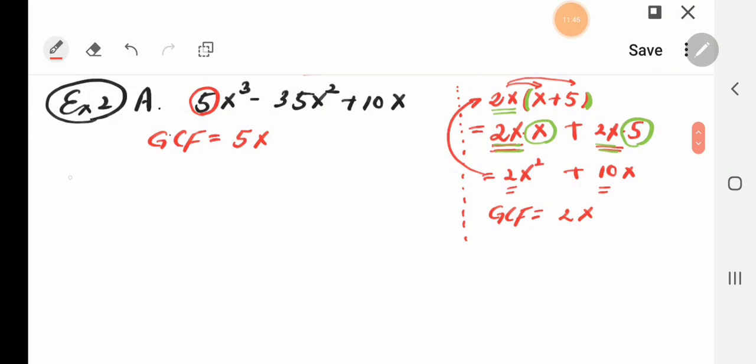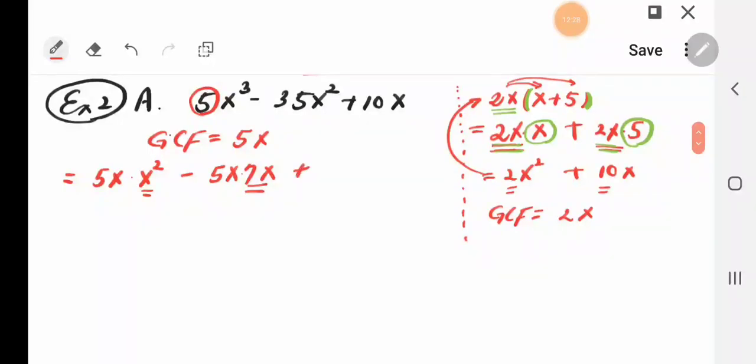So let's factor out the GCF from each term. Then the first term will be 5x times x squared, because you took 5 out and 1 x out. There are 3 x's, so 1 x out, so you have x squared. Okay, minus, take 5 out, and 35 is 5 times 7. So take 5x out. 5 times 7 is 35. There are 2 x's and 1 x out, so 1 x left. So actually 5x times 7x will be 35x squared.